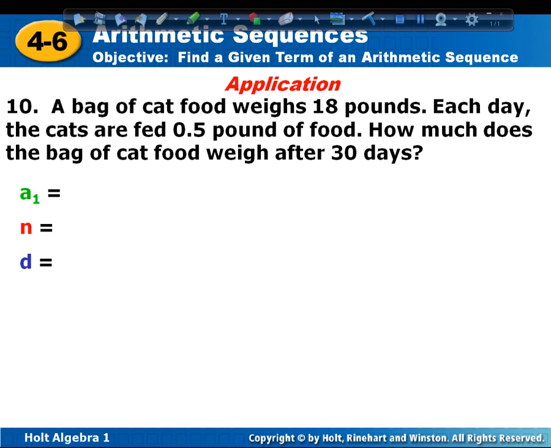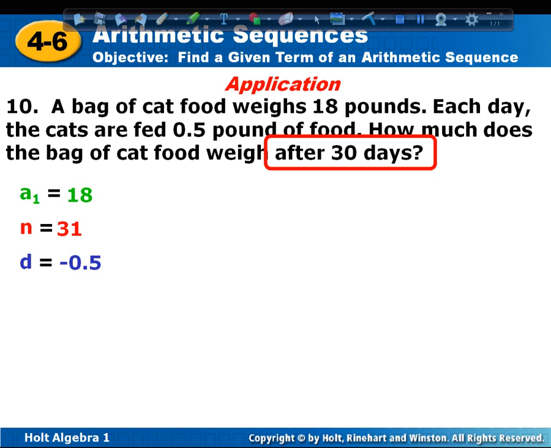Alright, hopefully you've tried this one. Our a sub 1 is 18 because we start out with 18 pounds of cat food. Our N, again, this one's tricky. We can't just say 30 because we don't want to know how much they're going to be left on day 30. We want to know after day 30. So it is 31. For the same reason it was after the 5th stop was the 6th term.